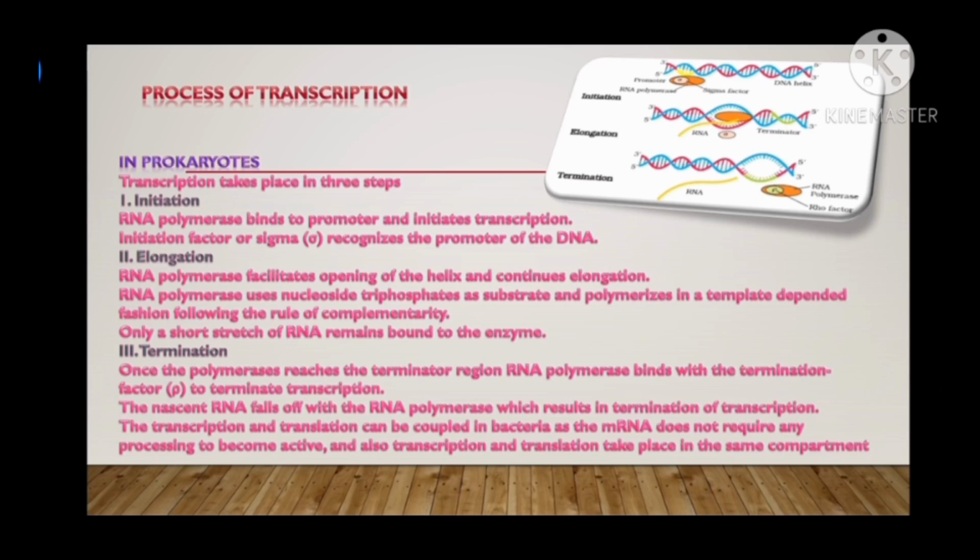Now the next step is elongation. What happens when RNA polymerase has bound to the promoter region? RNA polymerase will facilitate the opening of the helix. So here children, right now DNA is a tightly bound double helical structure and we need only one strand of DNA to act as the template strand for synthesizing RNA, right? So for that purpose we need to unwind the two strands of DNA. So how will it happen?